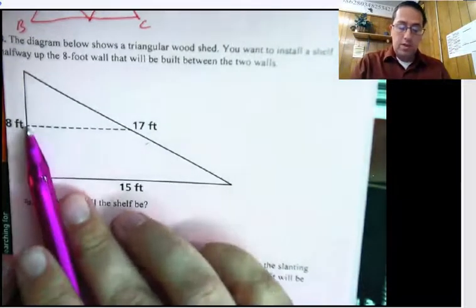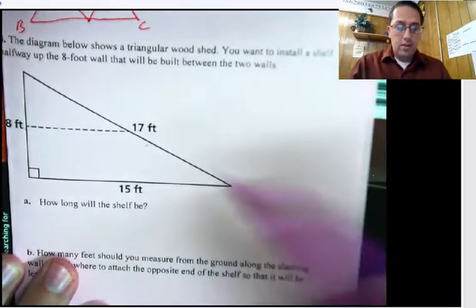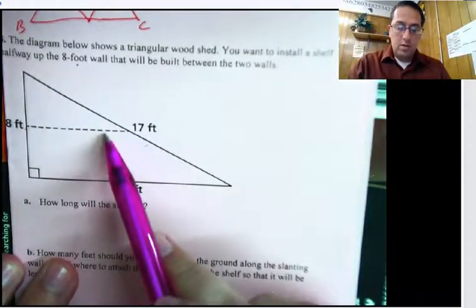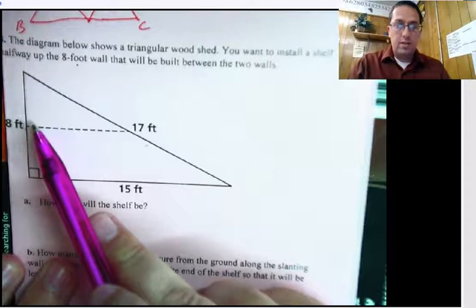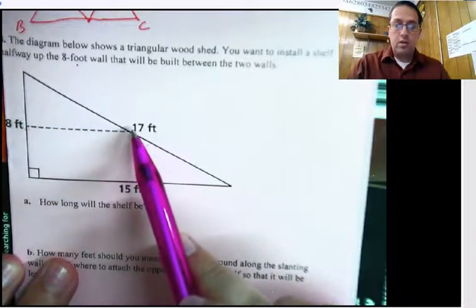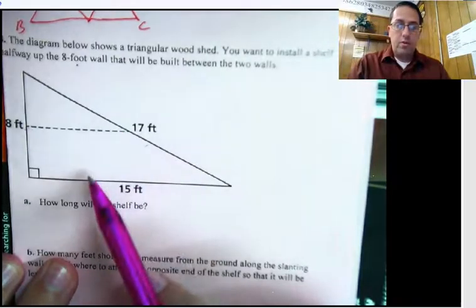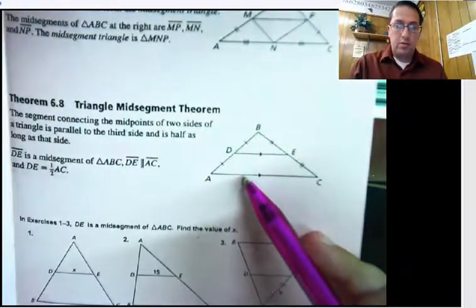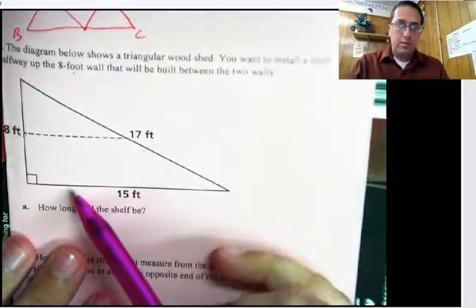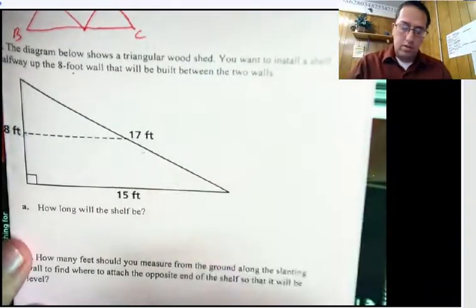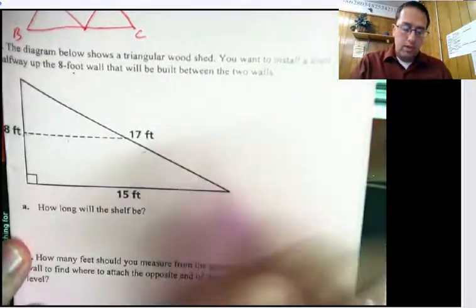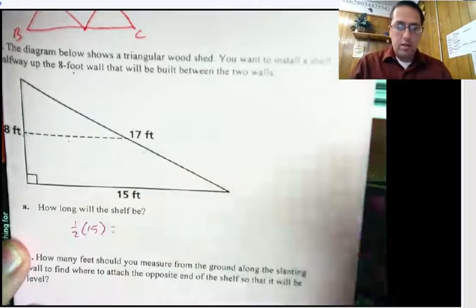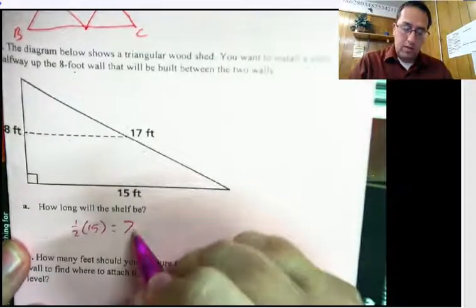Well, it's going to be from this side to that side. Well, we said we wanted to build it halfway up, right? Halfway up the 8-foot wall, we're going to build this shelf. So if it's halfway, that means that this is a midpoint, and we're going to go straight across there to the other midpoint, right? Because we want it to be parallel. And remember, midsegments are parallel to that third side. So we want this to be parallel to the ground, otherwise all of our stuff falls off the shelf. That's not good. So it's a midsegment, which means it just needs to be half of 15, which would be 7.5 feet.